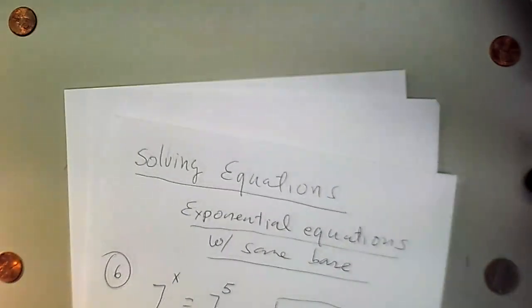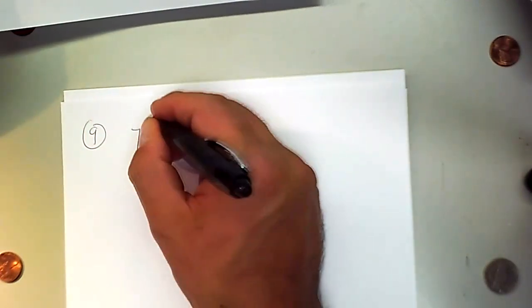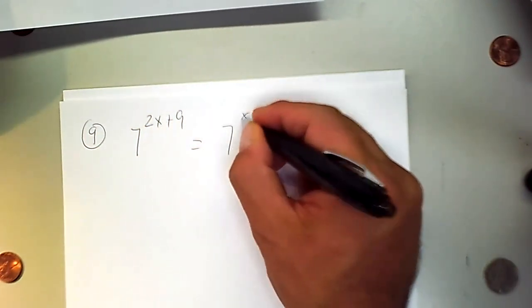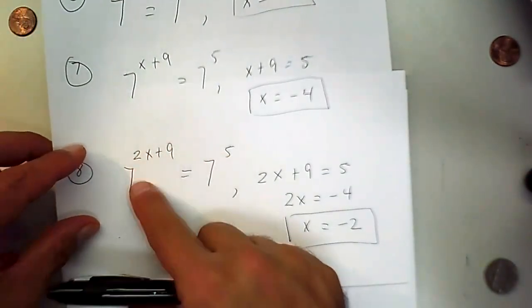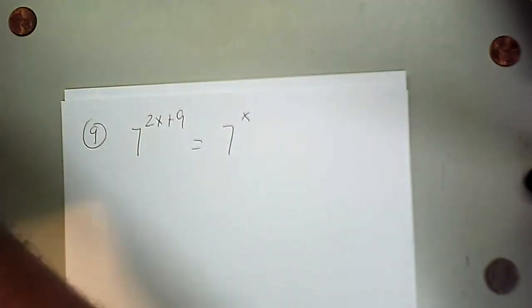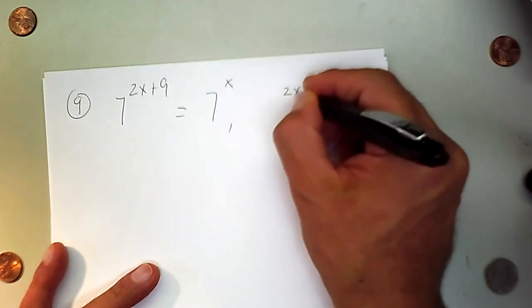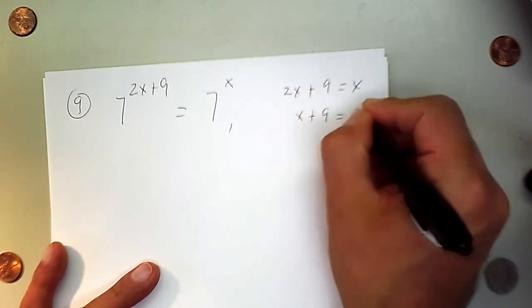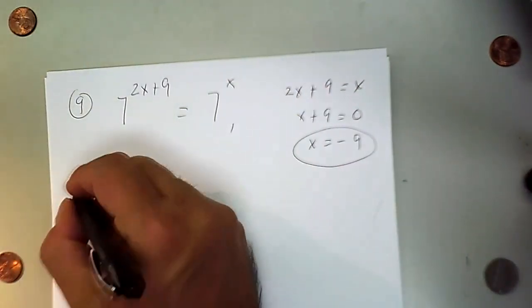All right, let's complicate things even more with example number 9. What if we have 7 to the 2x plus 9 equals 7 to the x? So now, instead of 5, this one is going to stay this complicated, but now this one is not. The first conclusion is that 2x plus 9 equals x. We can subtract x from both sides. X plus 9 equals 0, which means x equals -9. There we go.